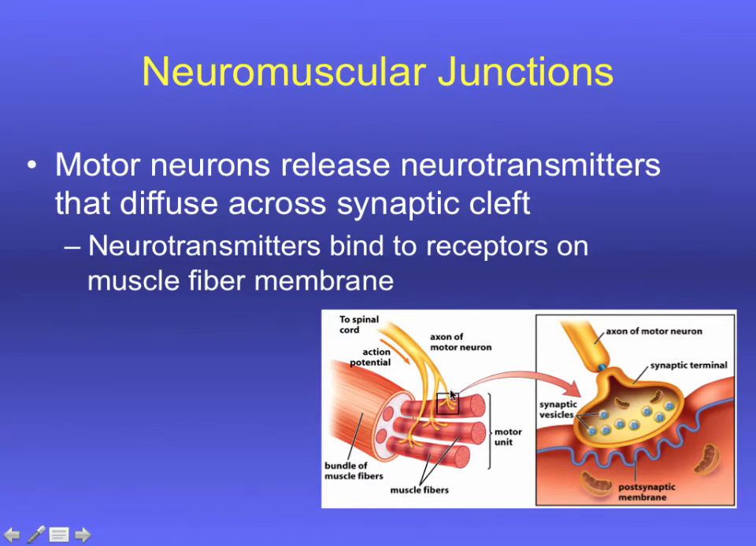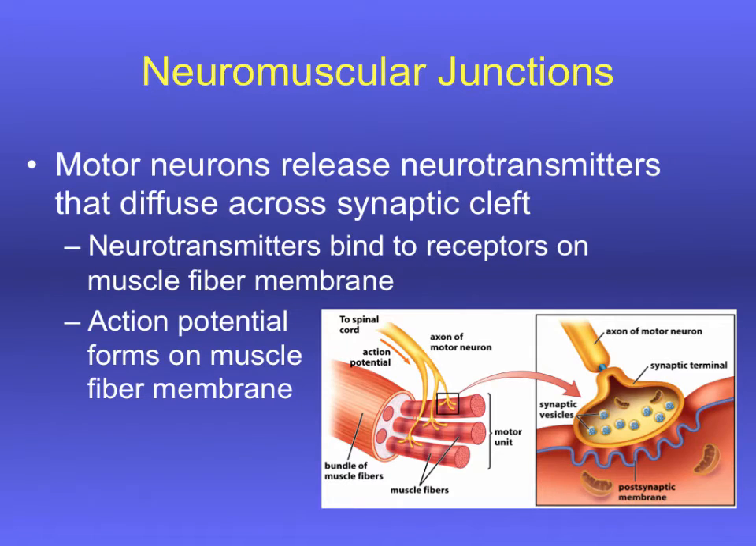But if we zoom in on one of the tips of one of these axons, what we see here is a synapse. We see the neuron. We see the postsynaptic membrane of the muscle cell. And what we're going to take a particularly close look at is what's going on inside that neuron.